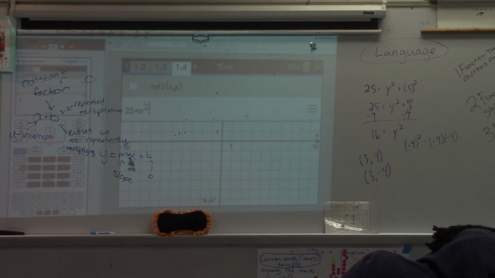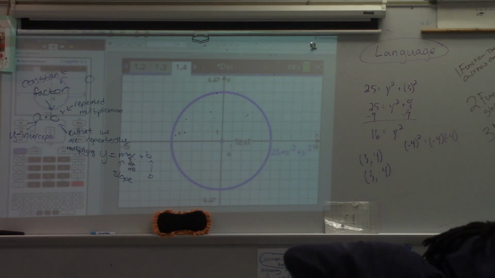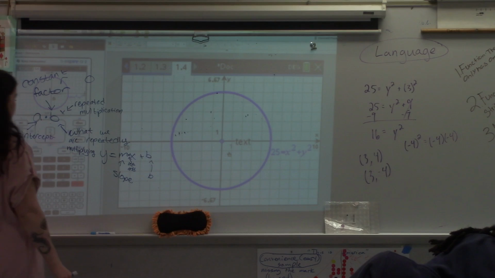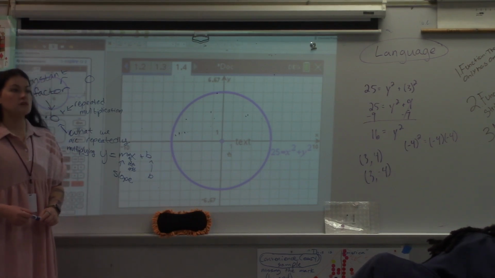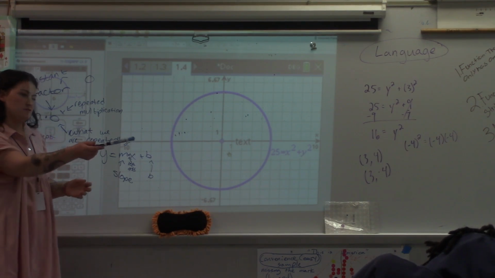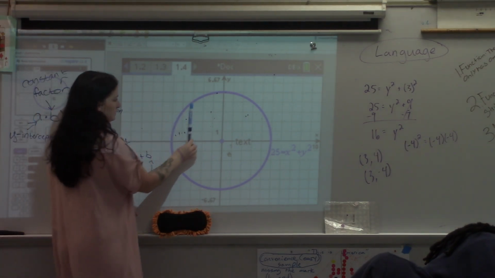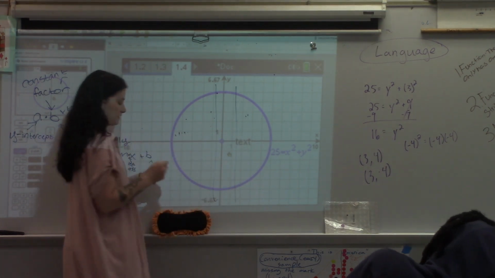X squared plus y squared. Man, that's really easy to look at. Just gotta create a graph, guys. Is this a function? No. Why? It's a circle. It fails the line test, doesn't pass the vertical line test. This line isn't big enough. It hits it twice. Does not pass.